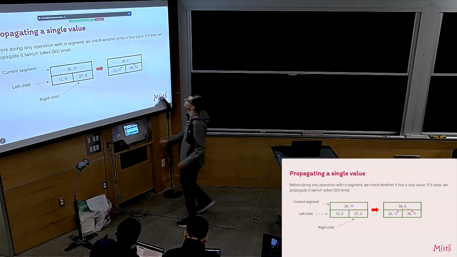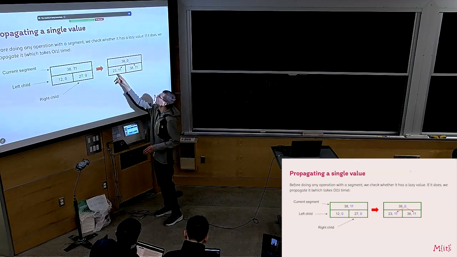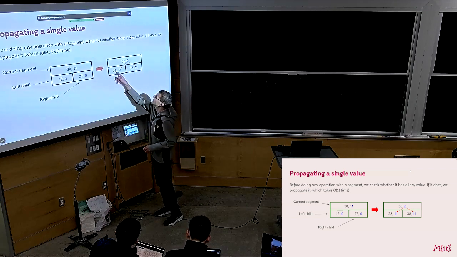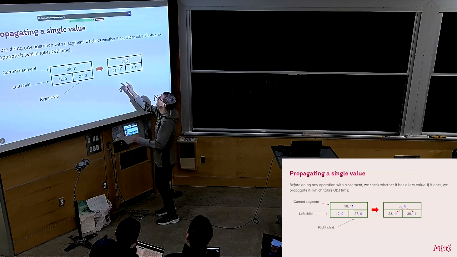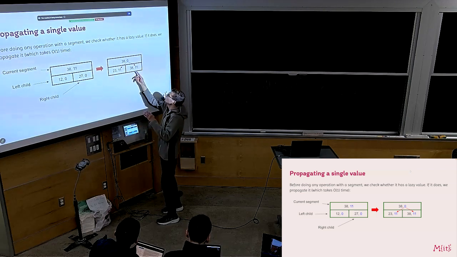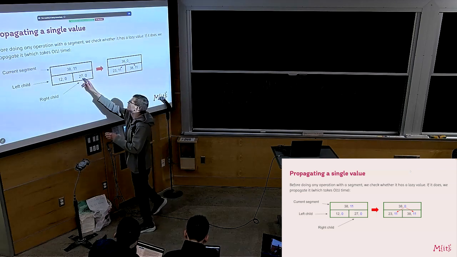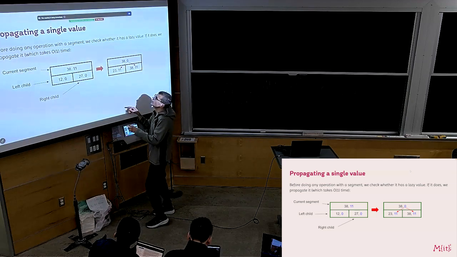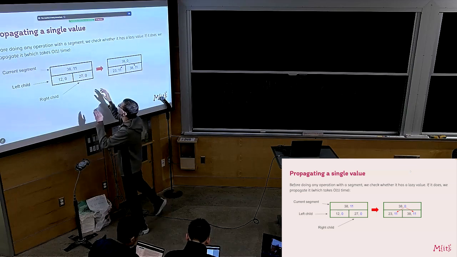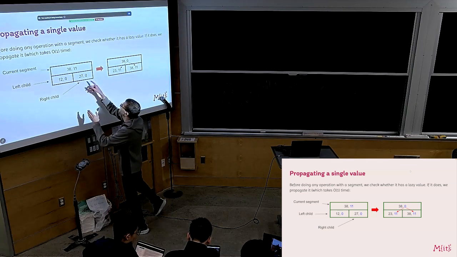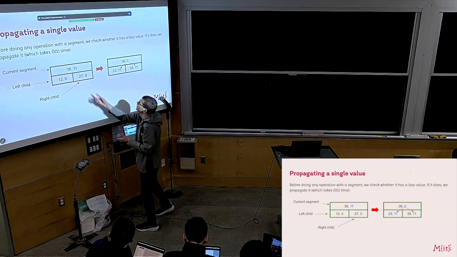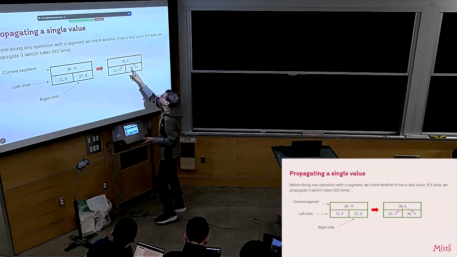So then I know that the new value for this node, when I expand the lazy value, is 23. And then of course, same thing for the right side. If initially the max was 27, and I update every element in the subarray corresponding to this segment by 11, then the max of that segment also increases by exactly 11. So I just do 27 plus 11 equals 38.